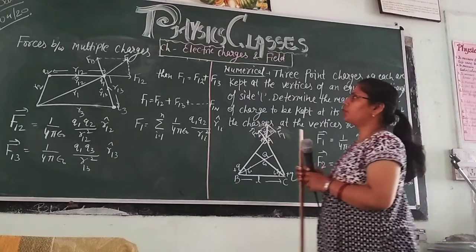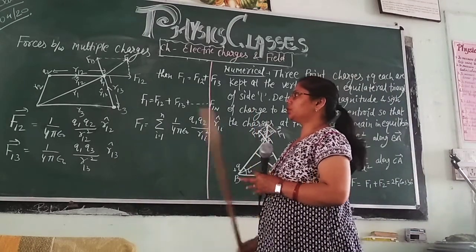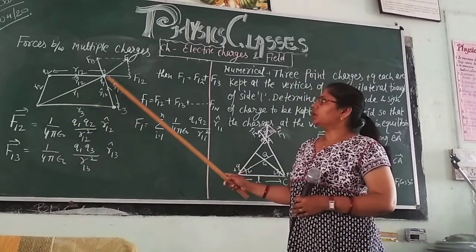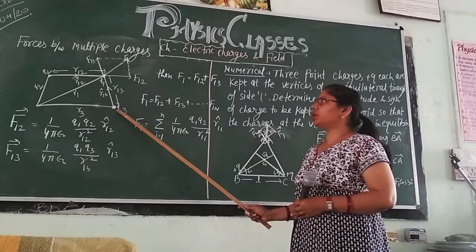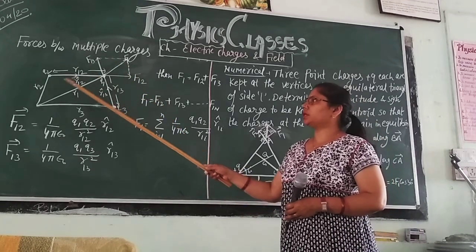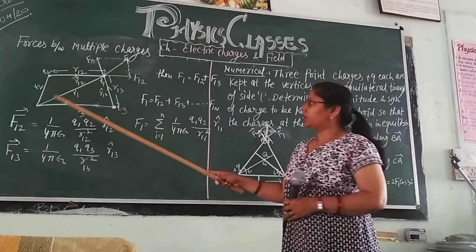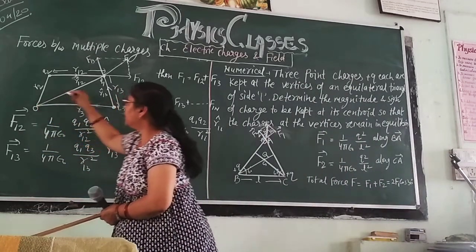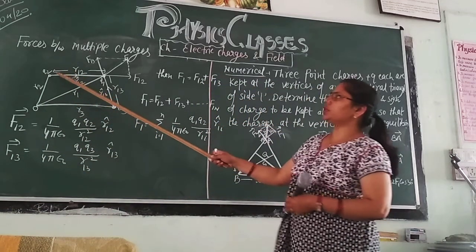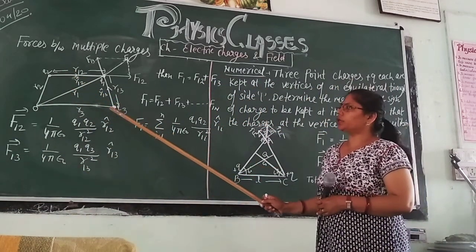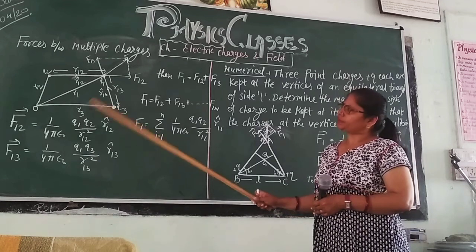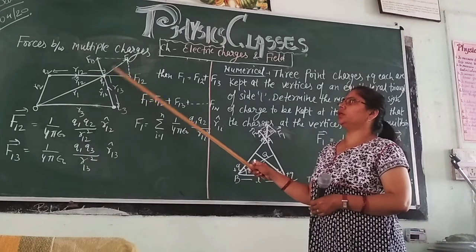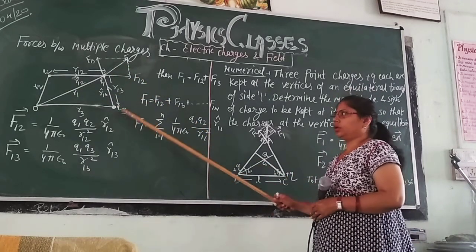There are multiple charges at their positions. Here, this point is taken as an origin O. Q1, Q2 and Q3 are three charges which are fixed at their positions. Then from the origin, if Q1 is at R1 distance, Q2 is at R2 distance, and Q3 is at R3 distance, then we have to find the total force on Q1, Q2 and Q3 both.